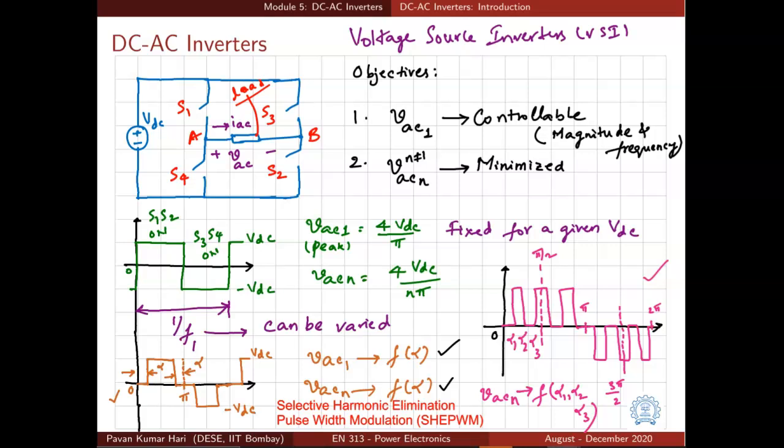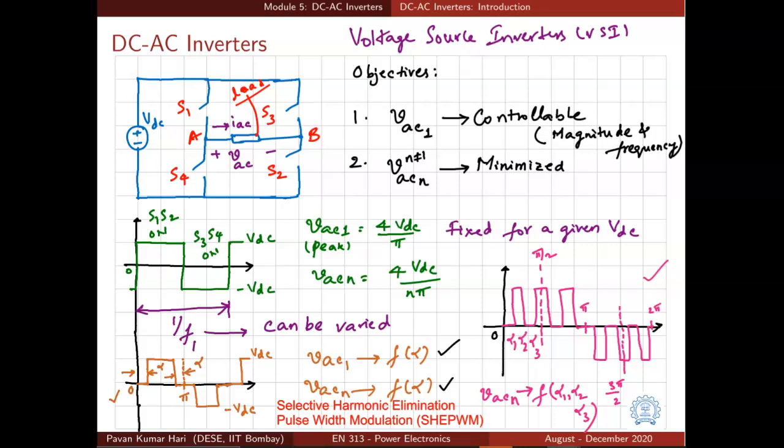And why is it done? It is done to achieve the desired objective. And what are the desired objectives? Controlling the magnitude and frequency of the fundamental component and minimizing the harmonics. So in order to achieve these objectives, we are modulating the pulses. We are generating pulses by turning on and off the switches, and we are also modulating their widths. So this is known as pulse width modulation, and it is required to achieve the objectives of any inverter.